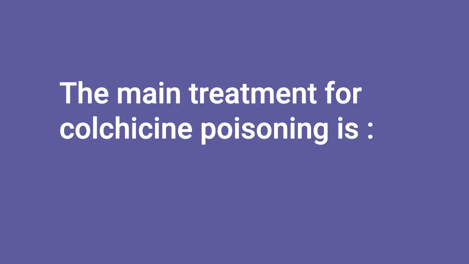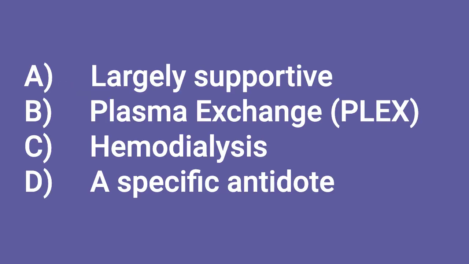But now let's go to another question. And this is about the main treatment for colchicine poisoning. So we just show the question and give a few seconds to the audience to look at it and think about the answer. So, for those, Michael, who are listening rather than looking, let's give them the four options. It's largely supportive, plasma exchange, hemodialysis, or a specific antidote.